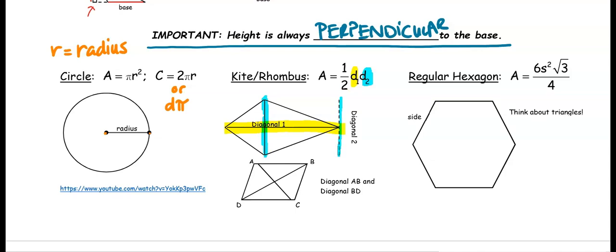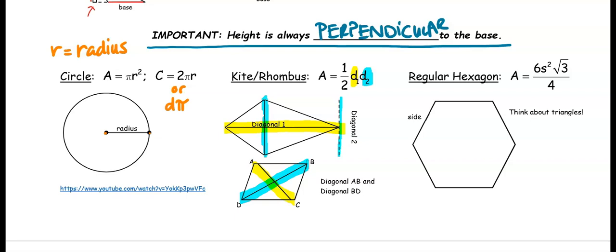So D1 and D2 are diagonal 1 and diagonal 2. In your rhombus, you can see that AC is one of your diagonals and BD is your other diagonal. So the diagonals connect the corners. Whether you're looking at a kite or a rhombus, what we need is those diagonal lengths.